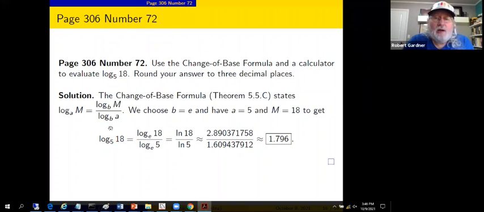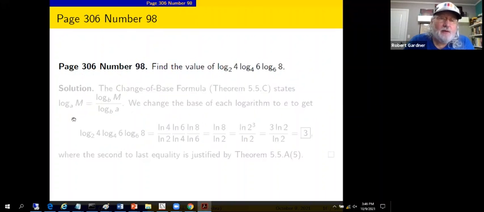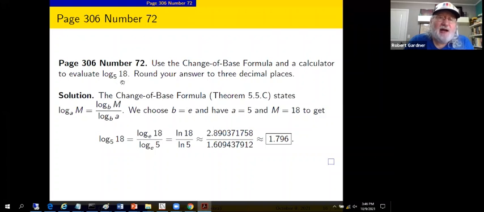All right, so let's take A equals 5 and M equals 18, then log base A of M becomes log base 5 of 18 upon substituting that on the left-hand side. So it produces the correct thing. On the right-hand side, let's let B equal E. So we can use the natural logarithm function.